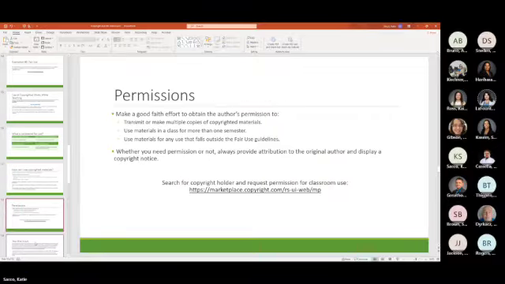So you always make a good faith effort to obtain the author's permission to transmit or make multiple copies of copyrighted materials, to use the materials in class for more than one semester, and to use any materials that fall outside of fair use guidelines. So whether you need permission or not, always provide attribution to the original author and display a copyright notice on the things you're using in your course, just to cover yourself.